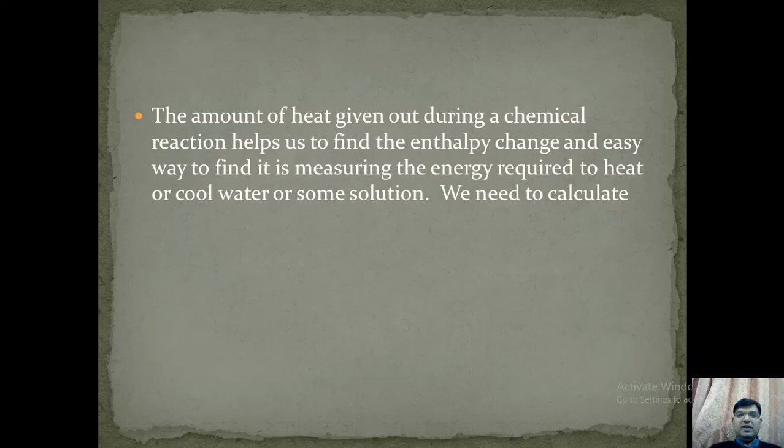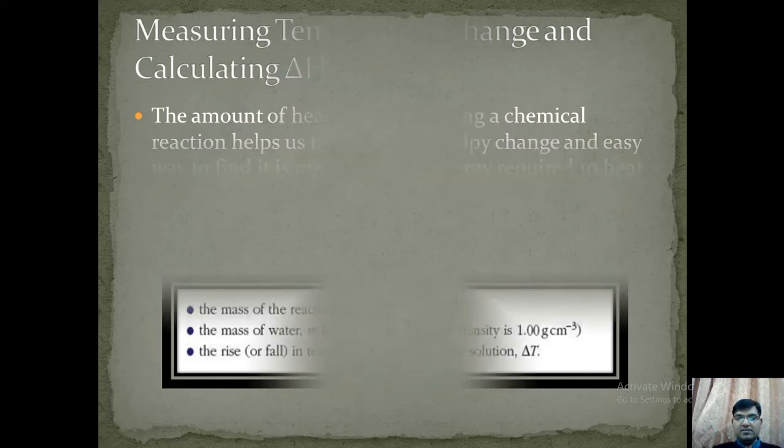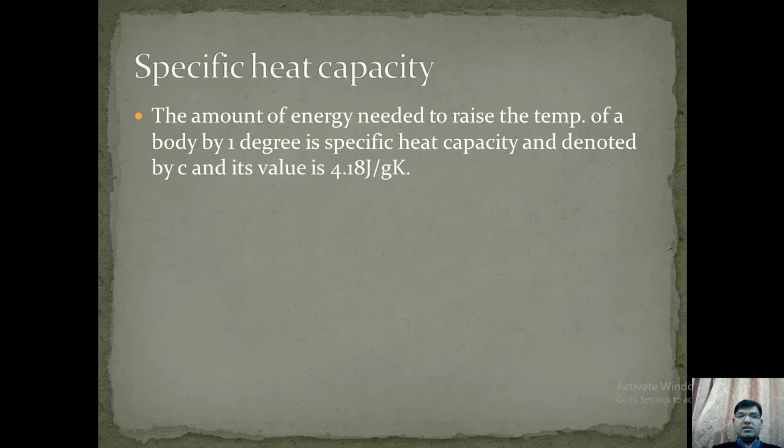An easy way to find it is measuring the energy required to heat or cool water or some solution. We need to calculate the following things: the mass of the reactant, the mass of water, m, or its value since its density is 1.00 gram per centimeter cube, and the rise or fall in temperature of the water or solution indicated by delta T. Specific heat capacity is the amount of energy needed to raise the temperature of a body by 1 degree. Its value is 4.18 joule per gram per Kelvin, and it is denoted by small letter c.